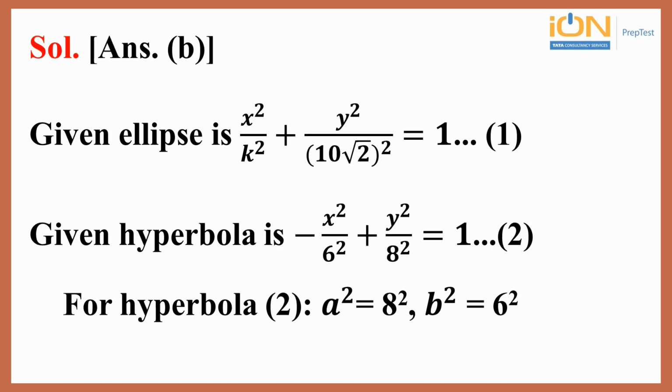We are given that the ellipse is x square by k square plus y square by 200 is equal to 1.